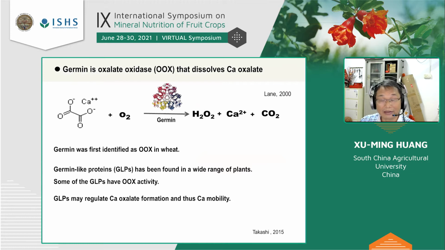The first gene identified as oxalate oxidase is called germin, first found in wheat. Later, more and more plants were found to have a similar protein called germin-like protein. And some of the germin-like proteins have oxalate oxidase activity. Therefore, germin-like proteins may regulate calcium oxalate formation and thus calcium mobility.